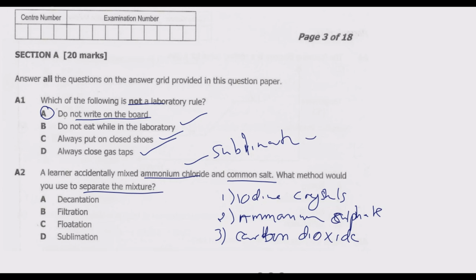So what we do is we heat the mixture in the china bowl covered with a funnel. Then basically ammonium chloride will evaporate. When it evaporates, it will stick to the wall of the funnel. Then the salt would remain in the china bowl. So we can separate those after cooling. So D is the best answer.